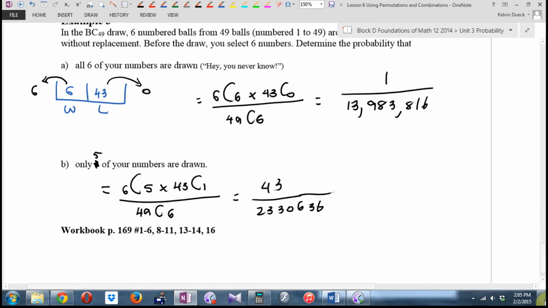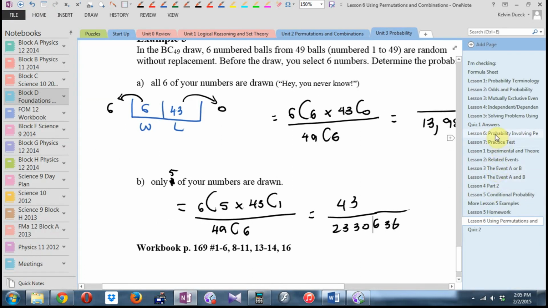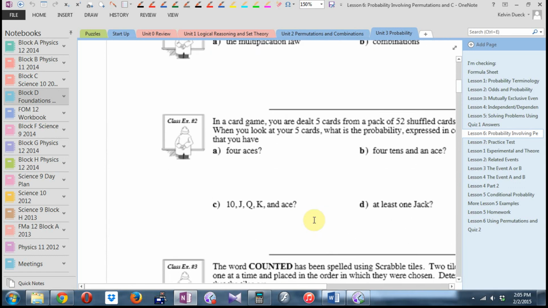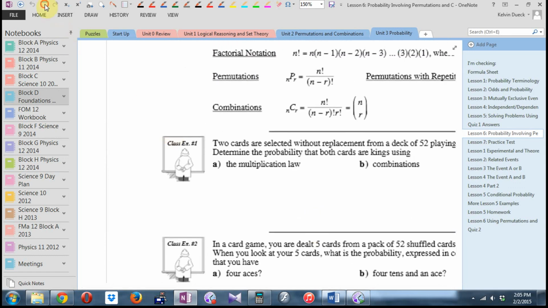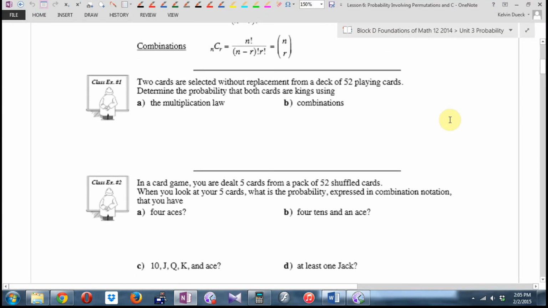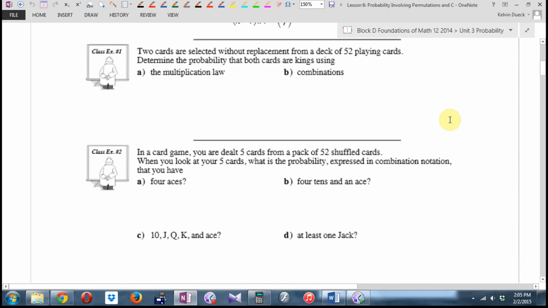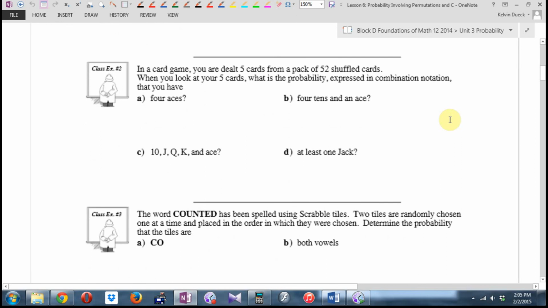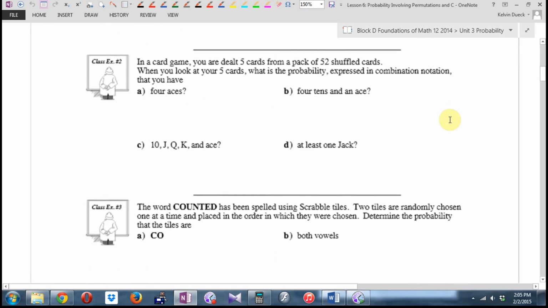Can you please go to your workbook and open to page 167. Page 167. We're going to do some nastier ones now, building on it. So specifically, once you're at page 167, look at example 2. So we're again dealing with 5 cards. We've already done A and B. How would you handle C?